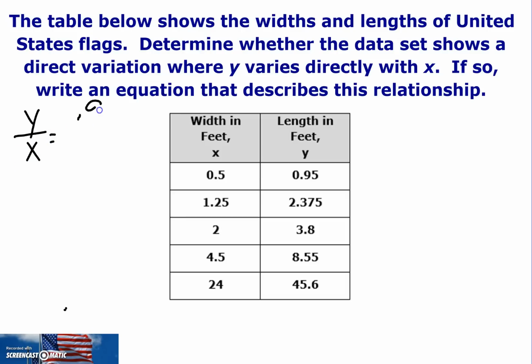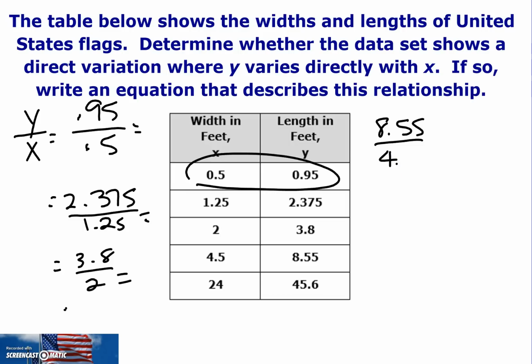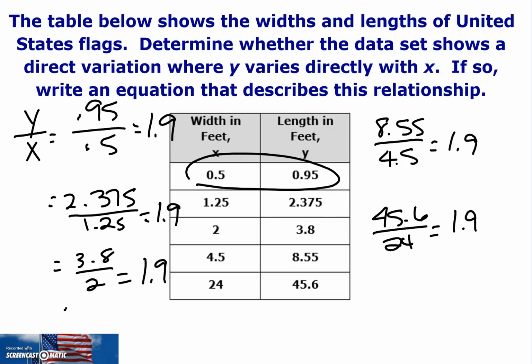So 0.95 divided by 0.5 equals, 2.375 divided by 1.25 equals, 3.8 divided by 2 equals, 8.55 divided by 4.5 equals, and 45.6 divided by 24 equals. Use your calculator to figure those out. Press pause while you're doing it, and then check your answers when you're done. Once you've done the math, you can see that all of the expressions or equations came out the same.